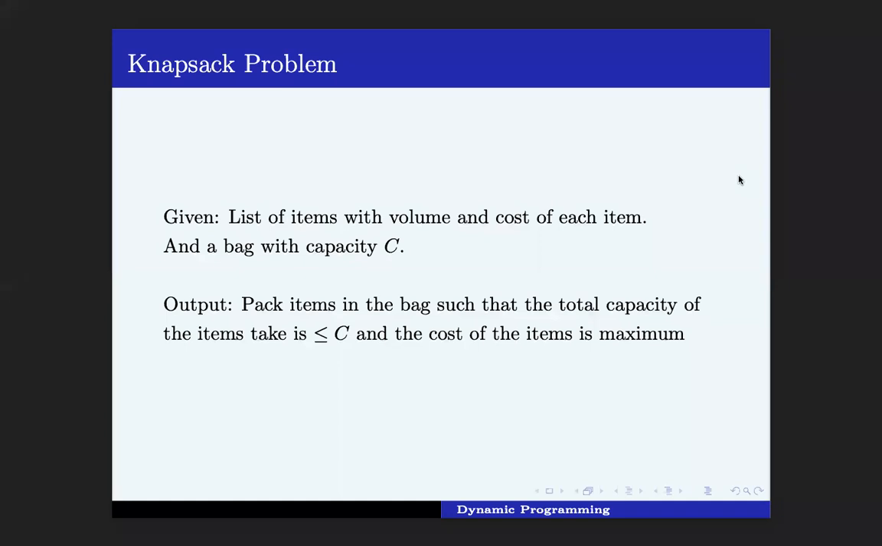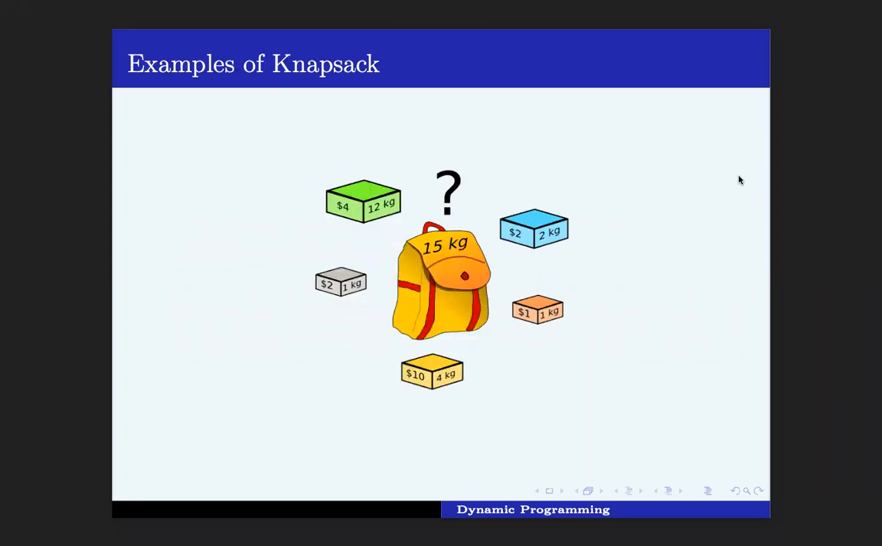Sir, I was asking, we have this list of items and every item's volume and cost is given. So can we choose multiple copies of the same item? No. There is one quantity of every item. So there's no point in considering unit volume, those kinds of things. None of them are useful.